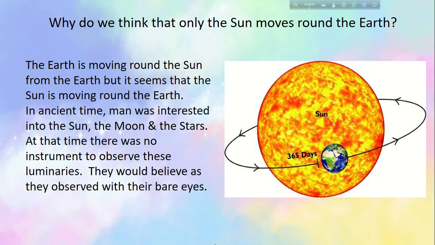Follow. The earth is moving round the sun, but from the earth it seems that the sun is moving round the earth. In ancient time, man was interested in the sun, the moon, the stars, and still you are also interested to know about the different types of astronomical objects of the universe. At that time, there was no instrument to observe these luminaries. Man only depended on the sunlight, so they would believe as they observed with their bare eyes.